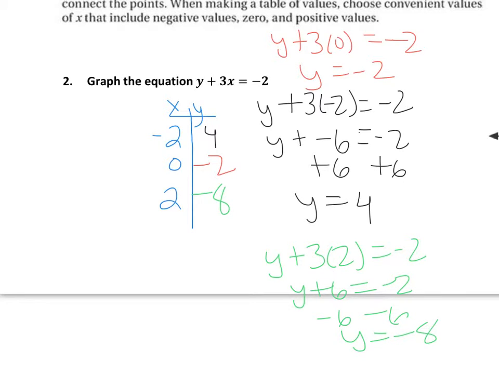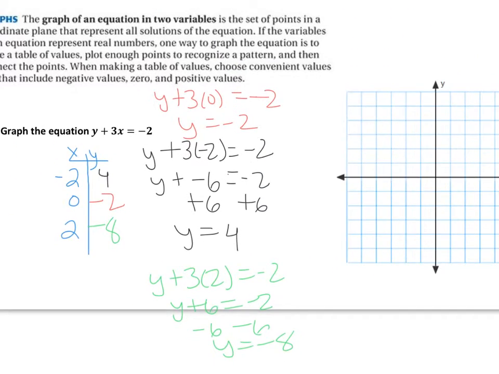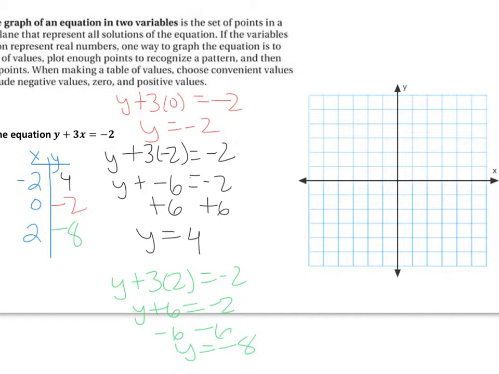So now we can graph these points. So we go over to our graph. You graph the point, or sorry, negative 2, comma 4. Then 0, negative 2, and then 2, down 1, 2, 3, 4, 5, 6, so it would be down here. Connect the dots. Okay, so there we go.